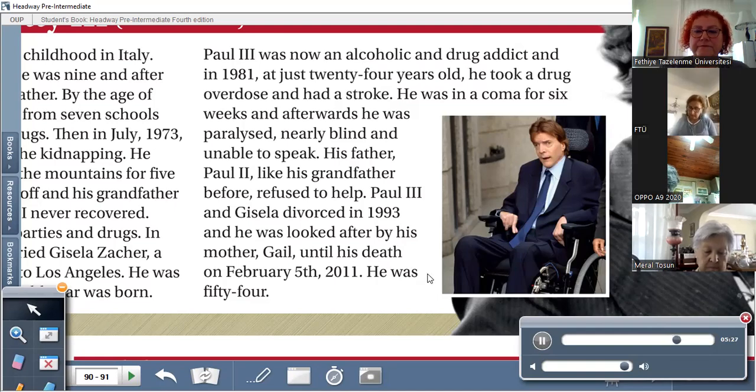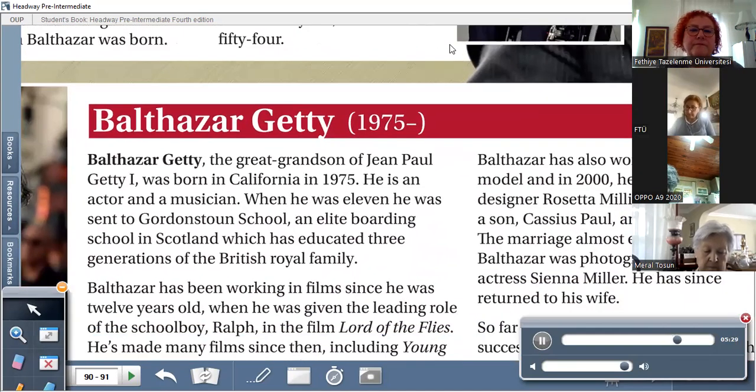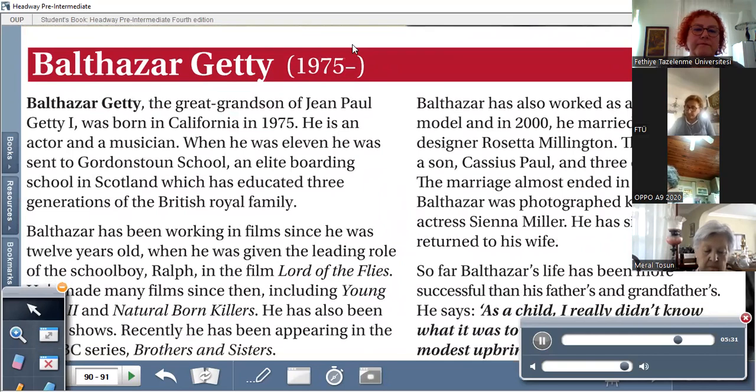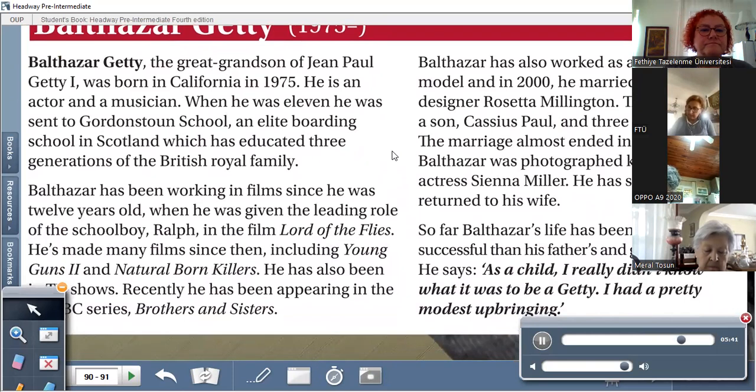Balthazar Getty, born 1975. Balthazar Getty, the great-grandson of John Paul Getty I, was born in California in 1975. He is an actor and a musician. When he was 11, he was sent to Gordonstoun School, an elite boarding school in Scotland, which has educated 3 generations of the British royal family.